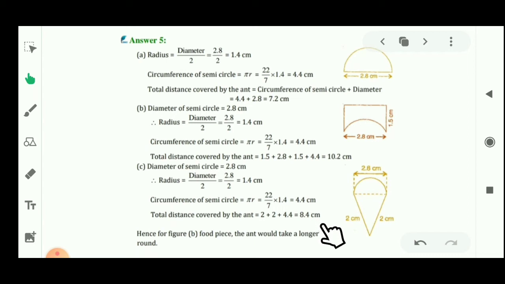Now students, you can see in A part, B part and C part whose distance is larger. You can see B's value is larger. So in the last we can say that for the food piece, the ant would take a longer round, that is B part.